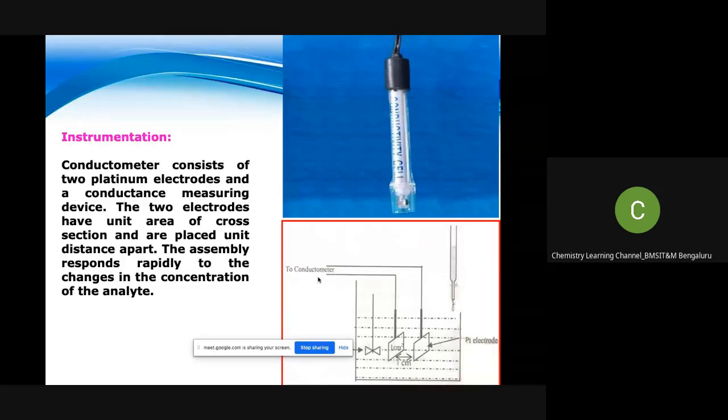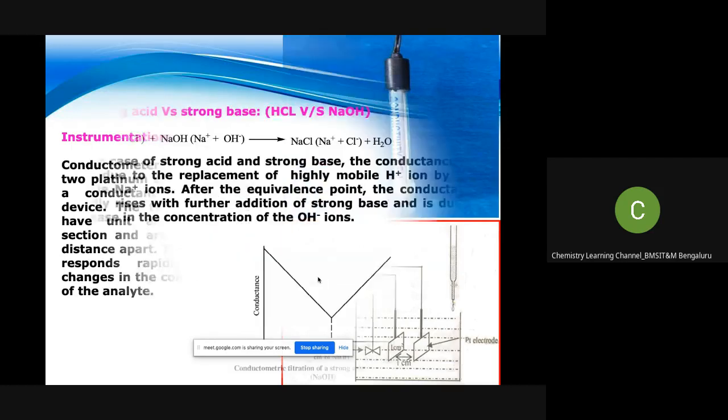Now again add 0.5 cc, note down the reading. Again add 0.5 cc, note down the reading. So with an interval of 0.5 cc each time, go on measuring the conductivity values. Until when? Until you get back the first reading.